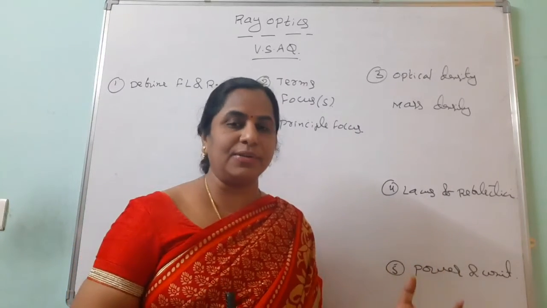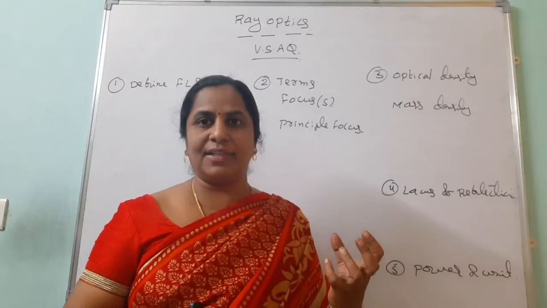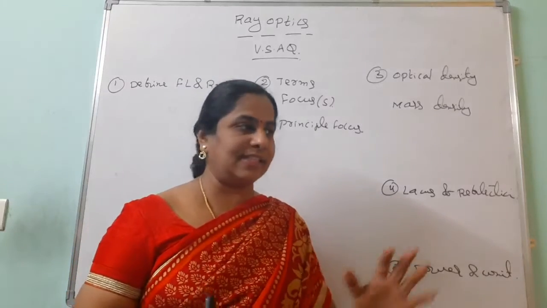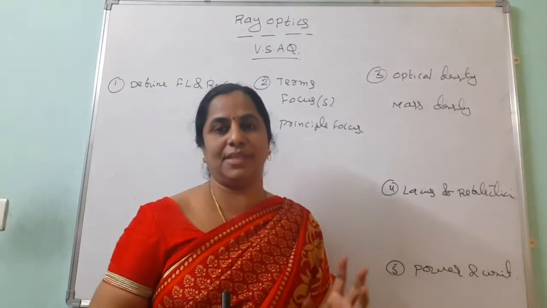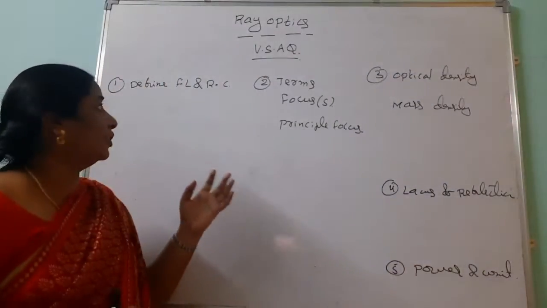How are we able to see things? When light falls on an object, because of the scattering, that light reaches the retina. Then we can say that this object is here, that object is here. Because of that we are able to see the objects. Anyway, in this class our focus is on the very short answer questions.